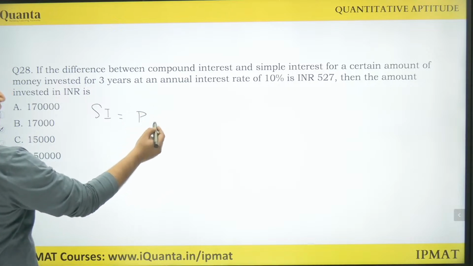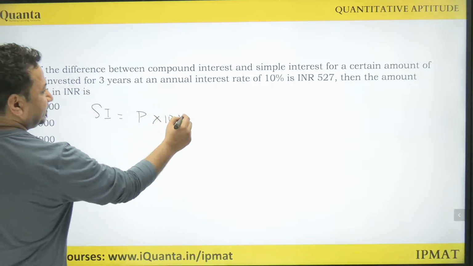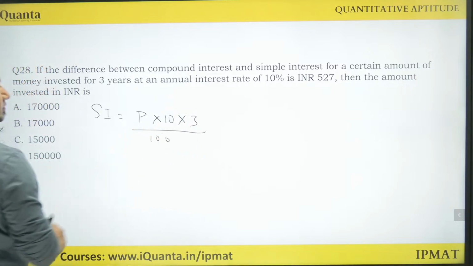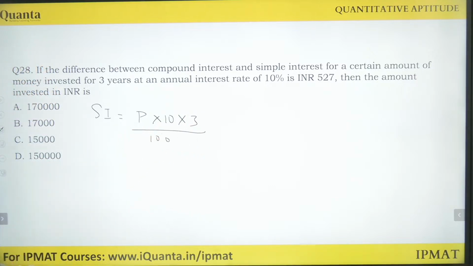P R T into 100. R is 10. T is how much? 3 years upon 100. This is given as how much? It's not given to us. Okay. This will be SI.